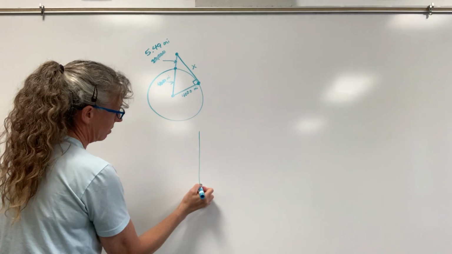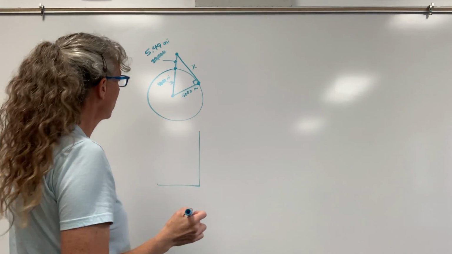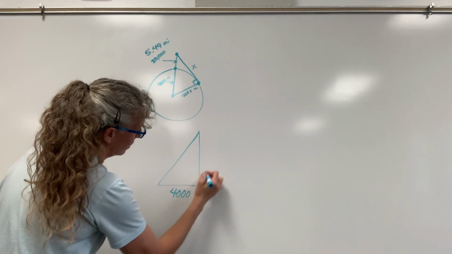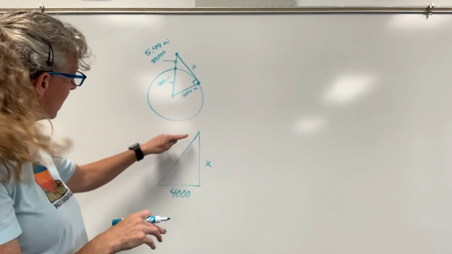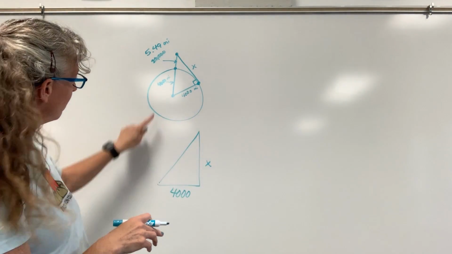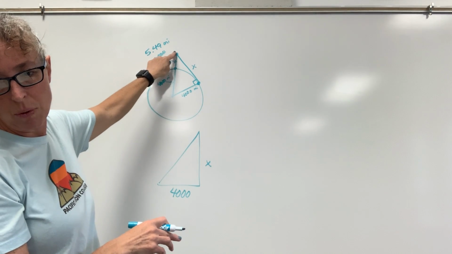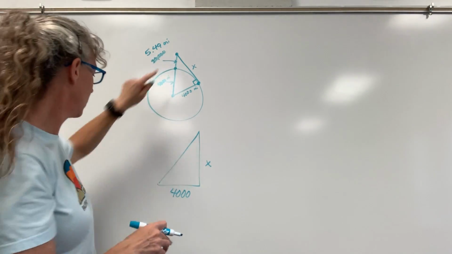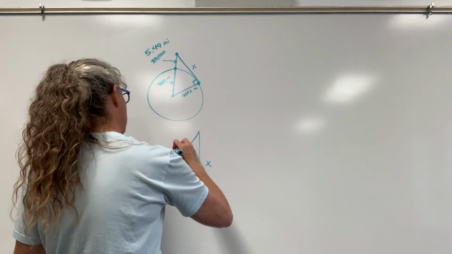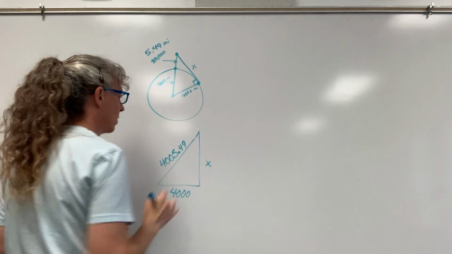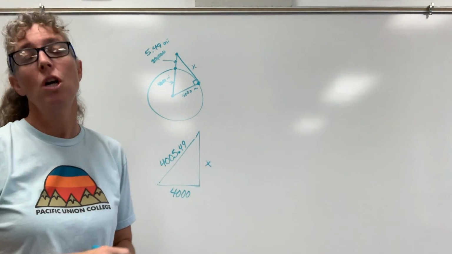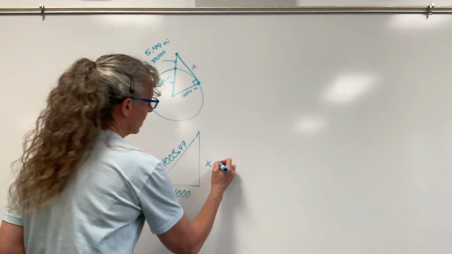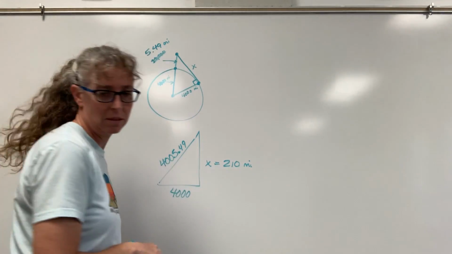So let's look at our right triangle. I'll draw it the same way. I know that this is 4,000. This is a mystery number I'm trying to figure out. And this is the 4,000 plus the 5.49, right? The 4,000 from here to here plus the 5.49 from here to here. So 4,005.49, I meant to say 0.49, sorry, is what the hypotenuse is. We can do the Pythagorean theorem, and it looks like we'll get 210. So our answer is 210 miles.